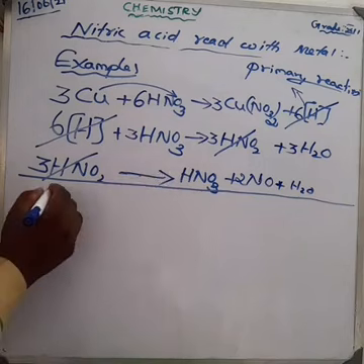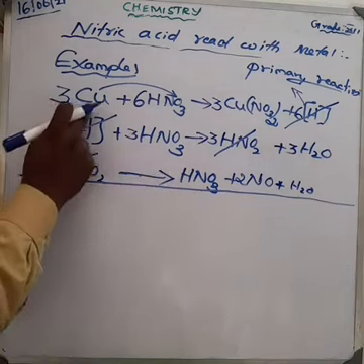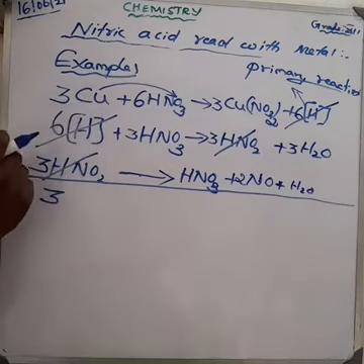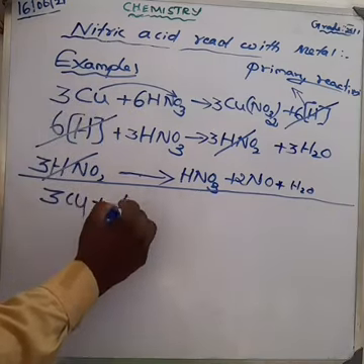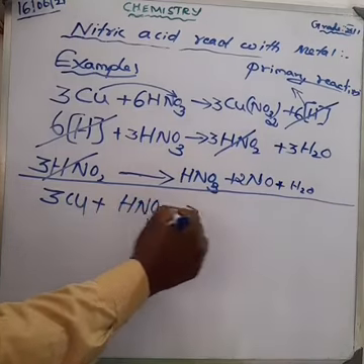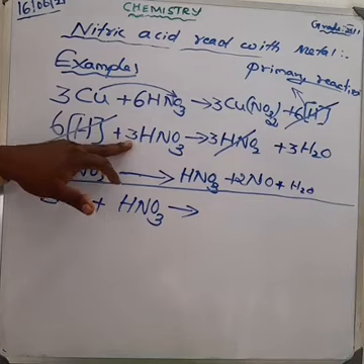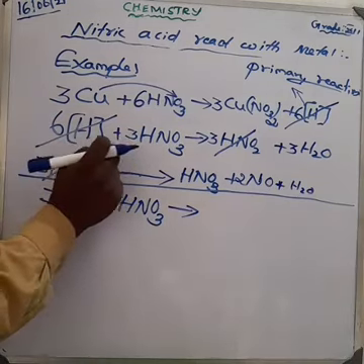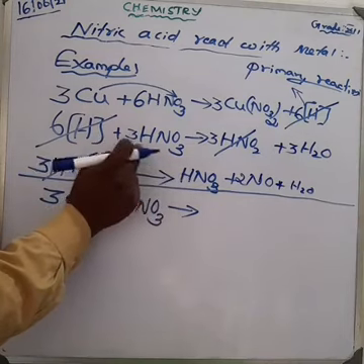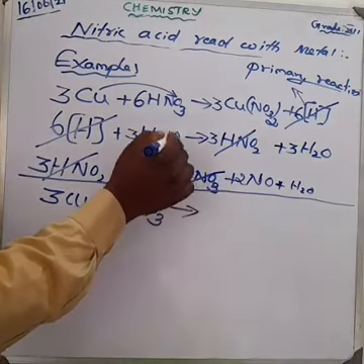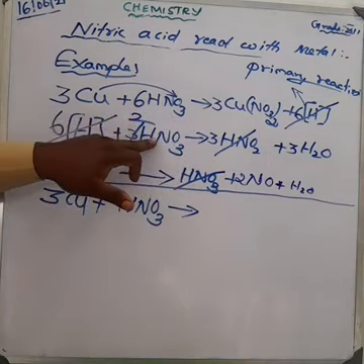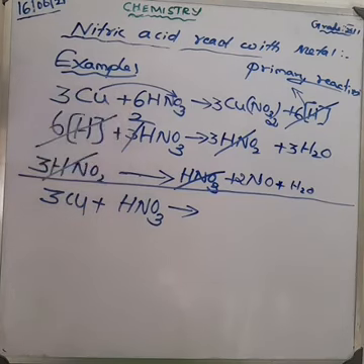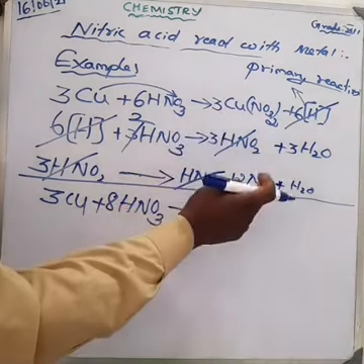Six plus 3? Okay. Copper. How much copper is there? 3 copper. 3 Cu. Copper plus HNO3. 6 plus 3 is 9. Okay, here also there is one nitric acid, am I right? If you cancel here, we can write it as 2 HNO3. So 2 plus 6 we get 8 HNO3. Yes or no?